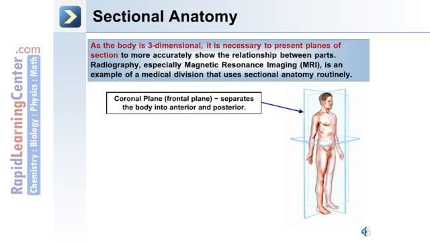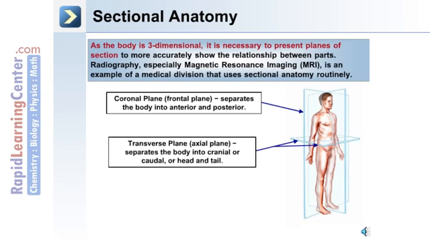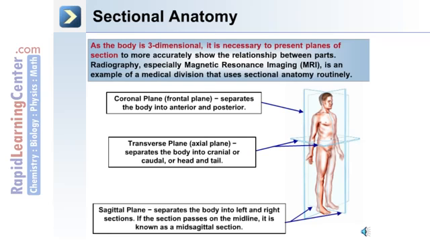The coronal plane is the frontal plane, and it separates the body into anterior and posterior. The transverse plane, or axial plane, separates the body into cranial and caudal, or head and tail. And the sagittal plane separates the body into left and right sections. If the sections pass on the midline, it's known as the mid-sagittal section.